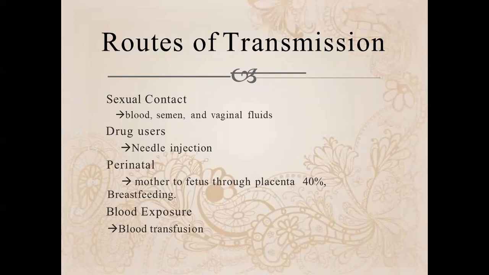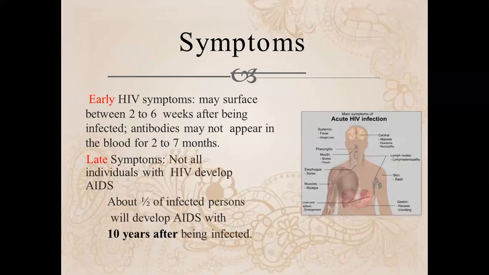Then drug users, where the same needle injected is used by so many members. Then perinatal, mothers to fetus through the placenta, where a 40% possibility is there. Breastfeeding, still not yet confirmed, but the possibility is there. Then blood exposure, then blood transfusion. These are the routes of transmission of the disease.